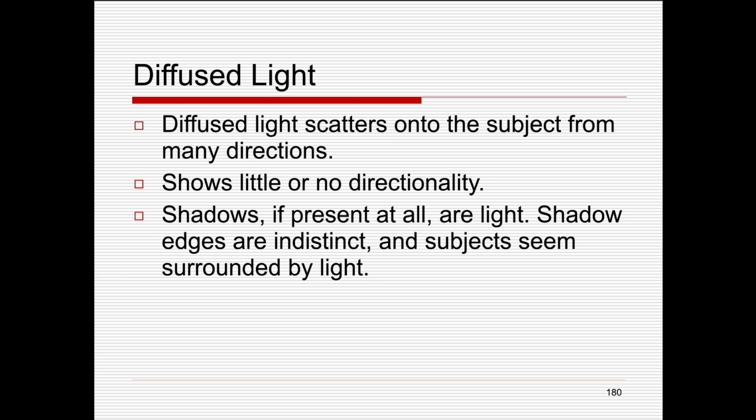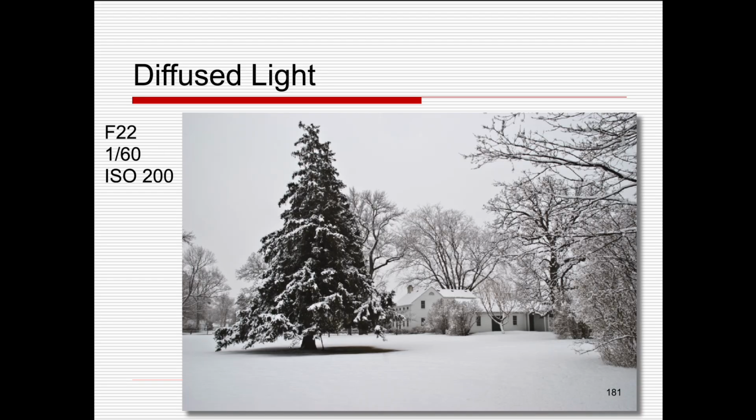But diffuse light scatters onto the subject from many directions. It shows little or no directionality, and the shadows, if present at all, are light. Shadow edges are indistinct, and subjects seem surrounded by light. Here's a diffused light shot.